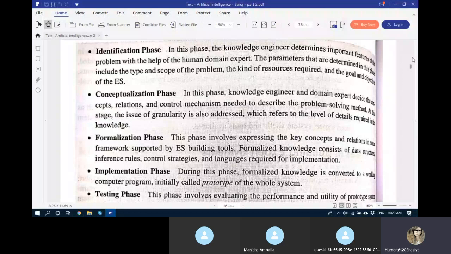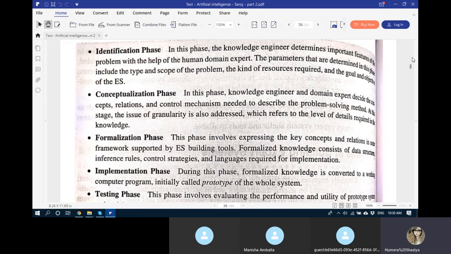Then in the second phase, after you get all the features of a particular domain, you get to decide the concepts, the relations, and the control mechanisms to describe the problem solving method. What happens is, a problem has to be solved eventually. What is the problem? The problem is a patient who is having a heart pain.